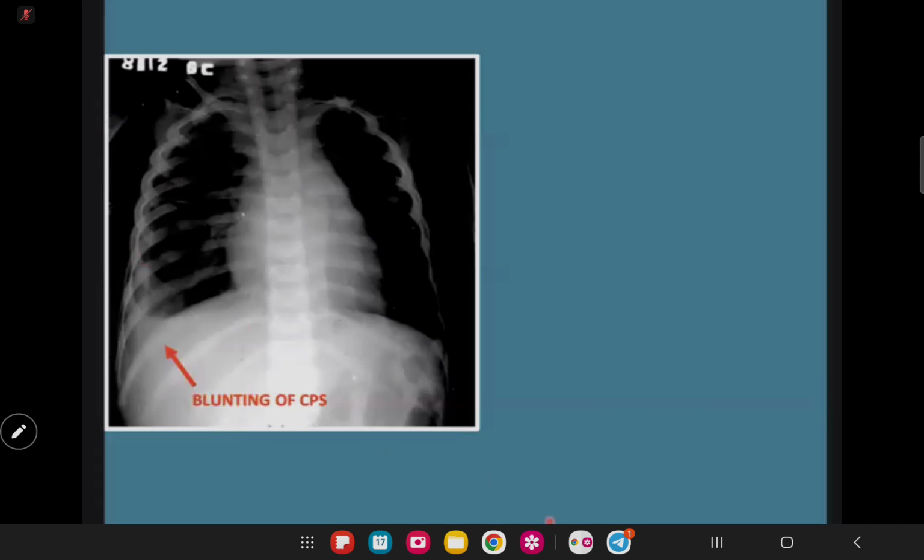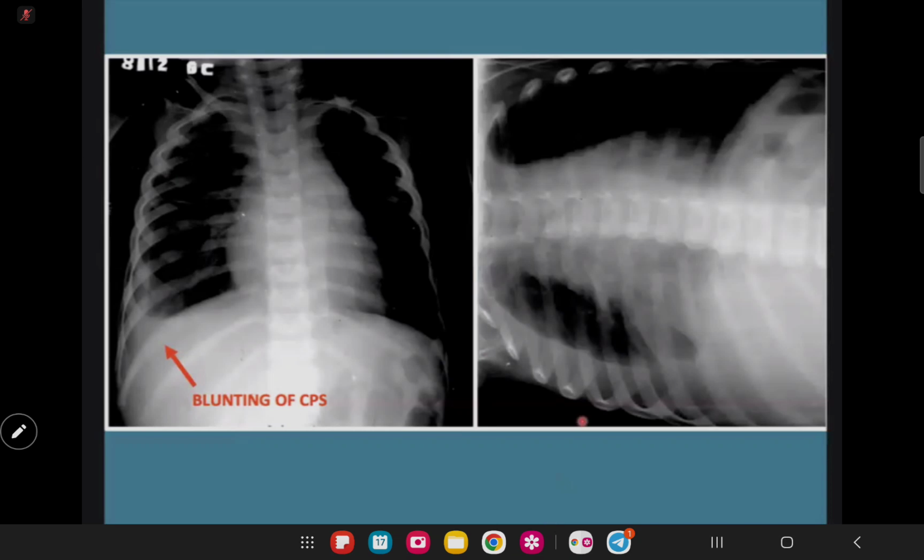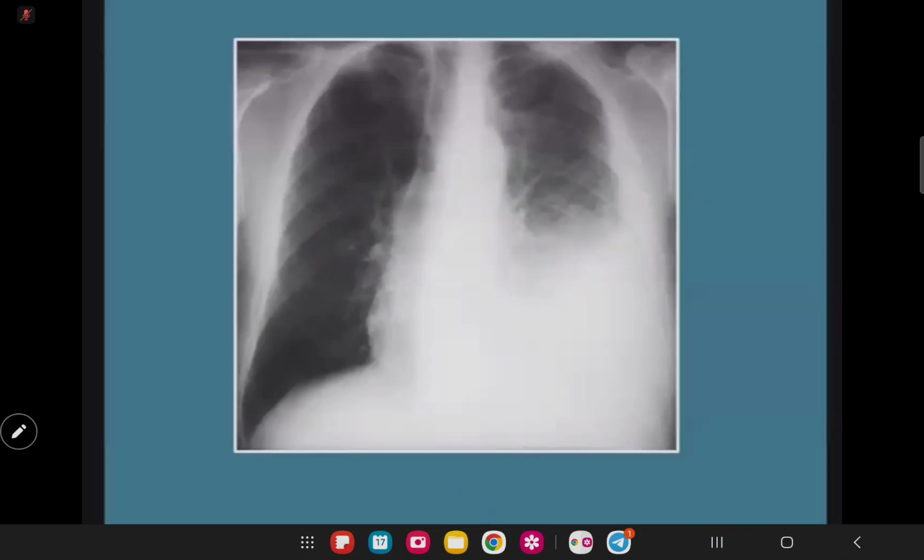Yes, Doc. Okay, on lateral decubitus, take note, there is layering. Nilayer na siya yung fluid. So this is a free-flowing pleural effusion. Okay, this one.